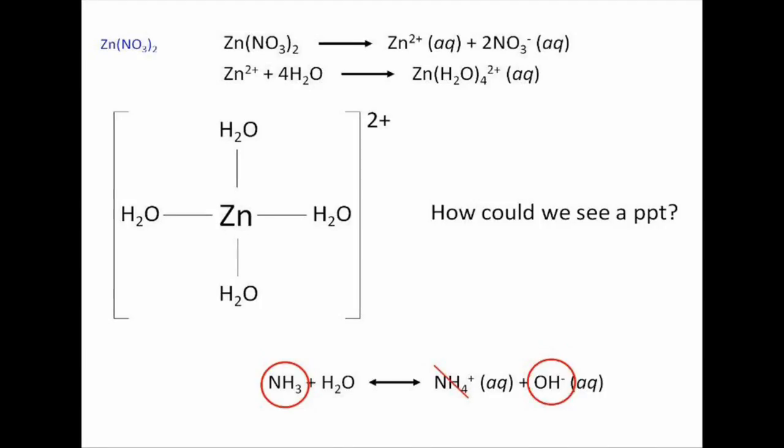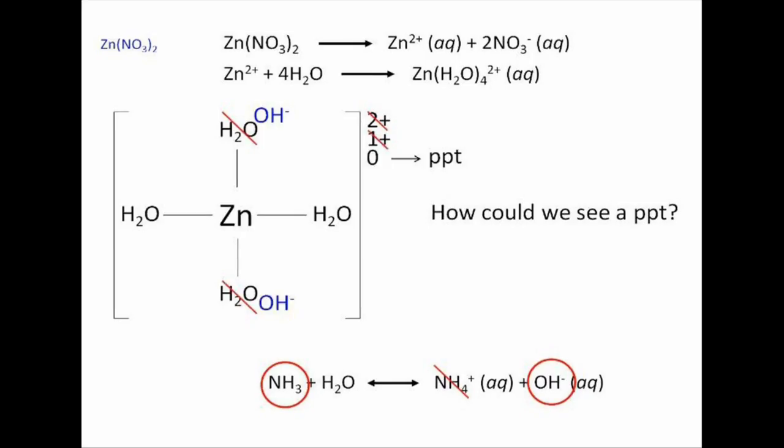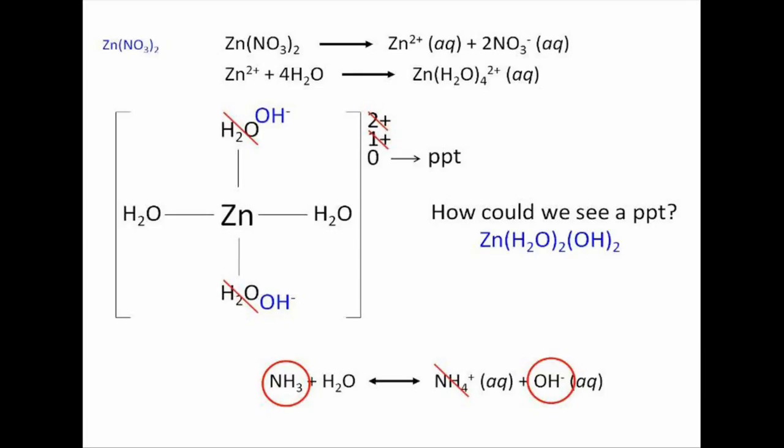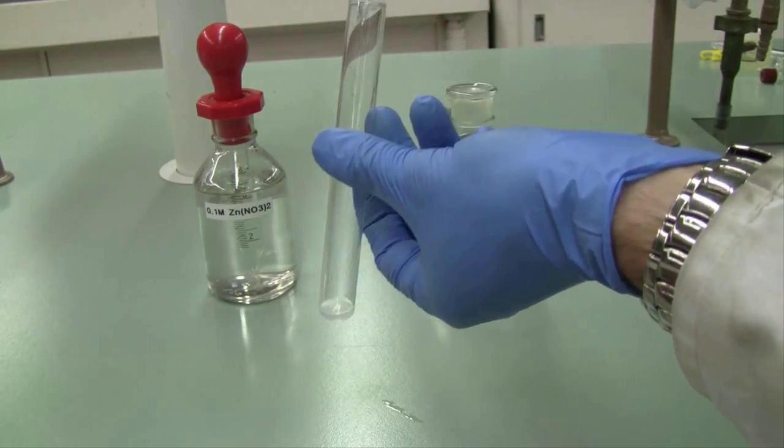It must be due to the hydroxide ions. Replacing water ligands, they are the only ions that have the ability to drop the charge. Remember, we need to get down to a neutral charge in order to see a precipitate. We write this complex ion in text just with zinc, 2 water and 2 hydroxide, as shown here in blue. If we add excess ammonia, you see that we can redissolve that precipitate.